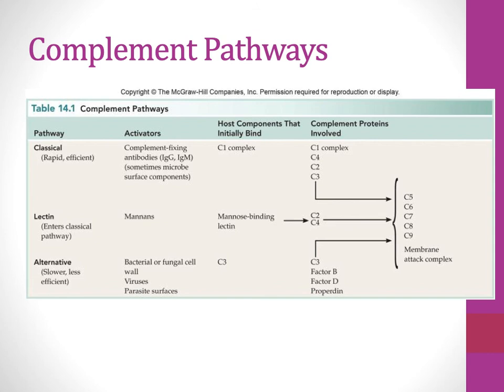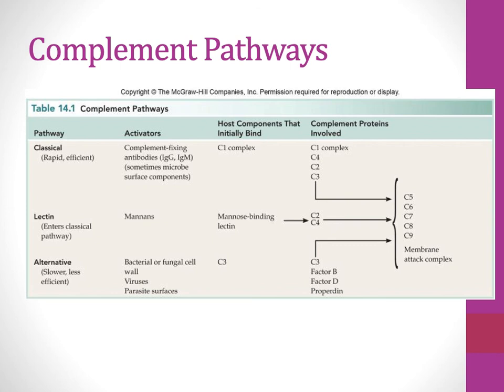Again, classical requires you to have seen the pathogen before, so you've had to have brushed your teeth before and seen that pathogen. Lectin, the microbe has to have mannose. Not all of them have that. So alternative gives us an alternative way to still activate complement, even though we haven't seen it, and it doesn't have that specific carbohydrate on its surface.